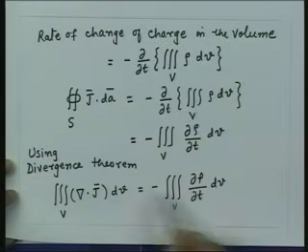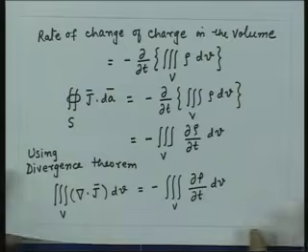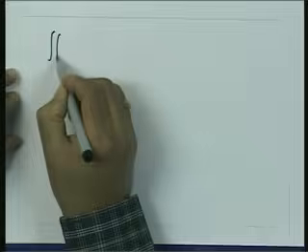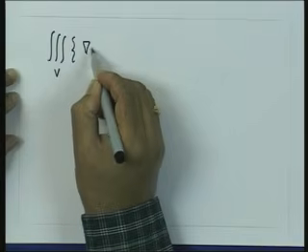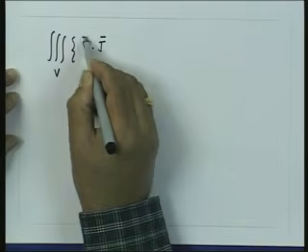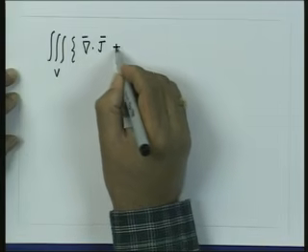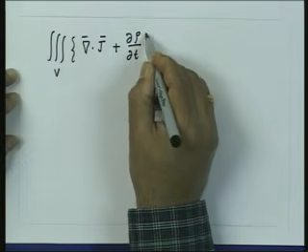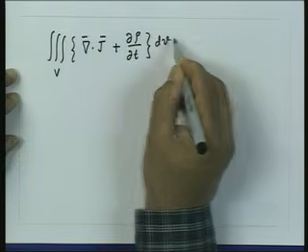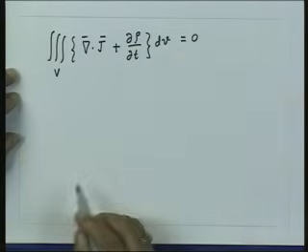Now, I can bring this term on this side and write the integral as the triple integral over the volume of del dot J plus d rho by dt over the volume, that should be equal to 0.